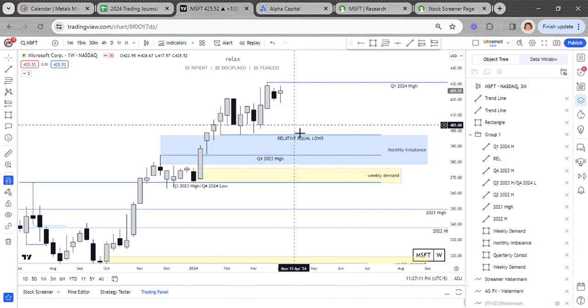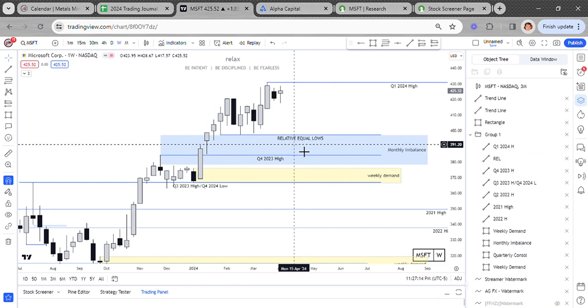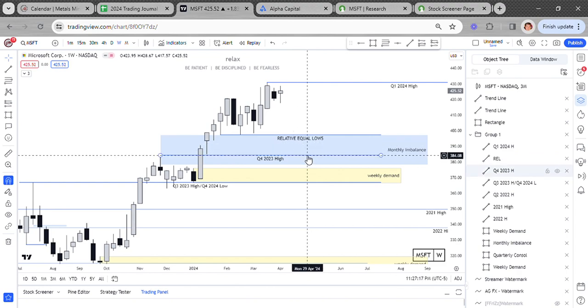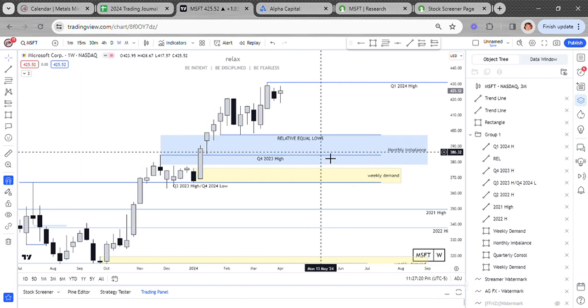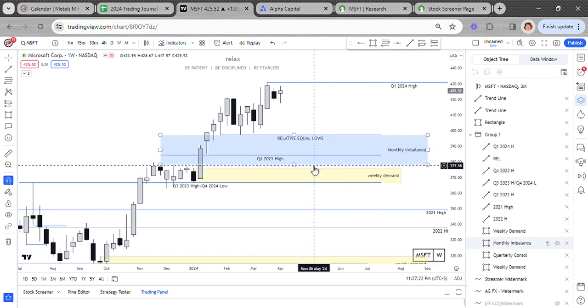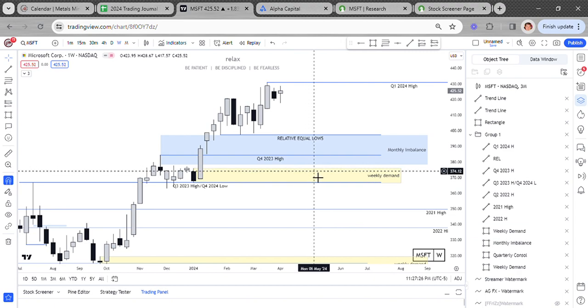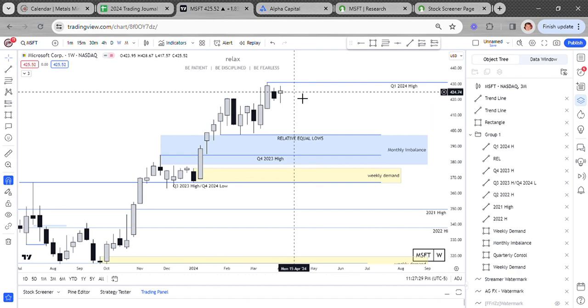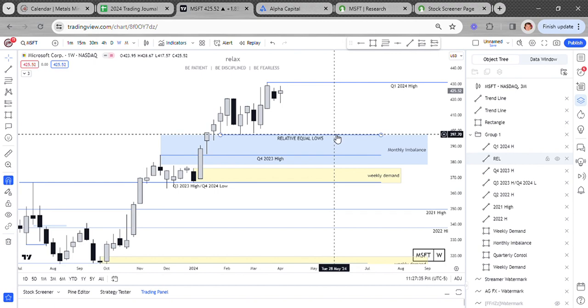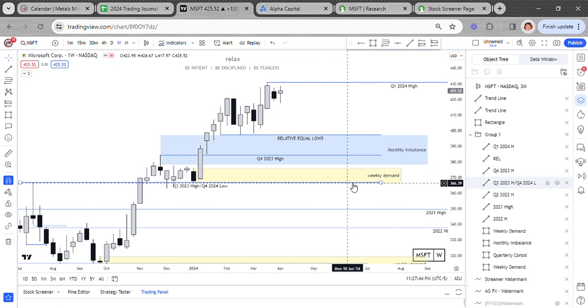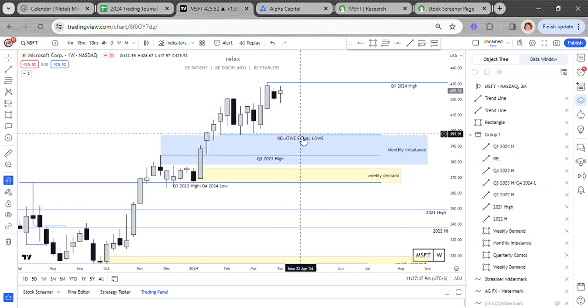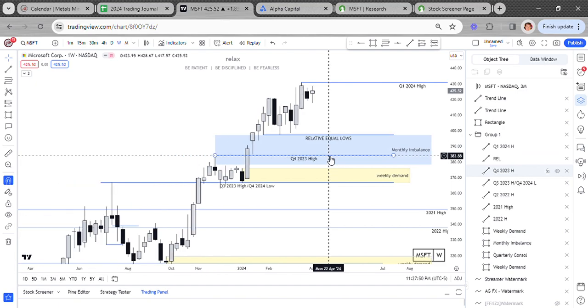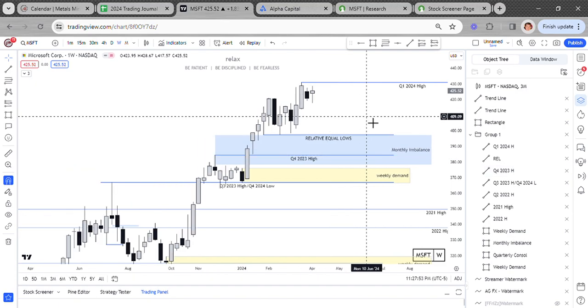If price comes, takes out these relative equal lows, possibly taps this Q4 2023 high, fills in a lot of this imbalance, possibly even reaches down into this weekly demand zone, that would be a good spot to enter. Right now, price is sitting at $425 a share. This relative equal low area is sitting at approximately $397, so say $400 a share. So this area between $365 and $400 a share is an area where price could travel back into. That would be a good position to buy.